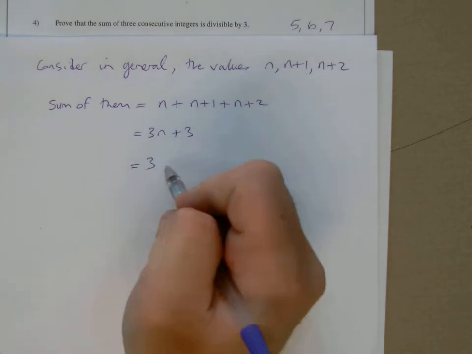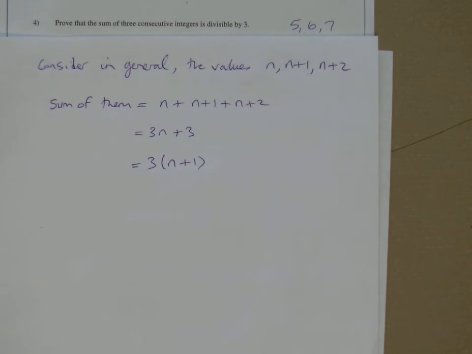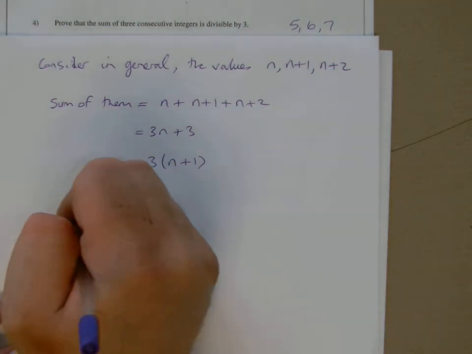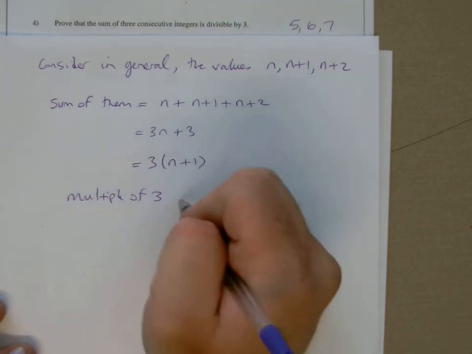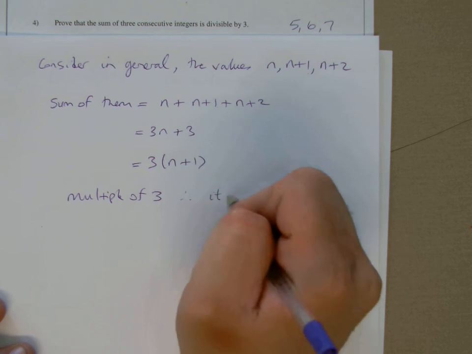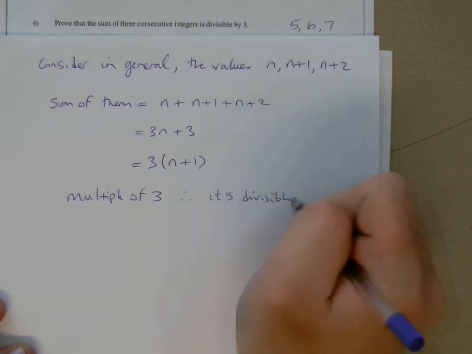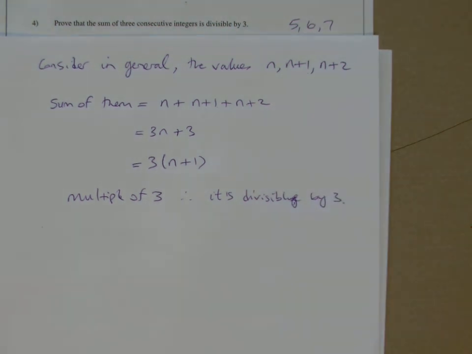So we can take 3 out, factorize it. We'll end up with n plus 1 in here. Now what we've shown now is that this is actually a multiple of 3. Okay? And if it's a multiple of 3, we can say therefore it's divisible by 3. Okay, and we've shown it.